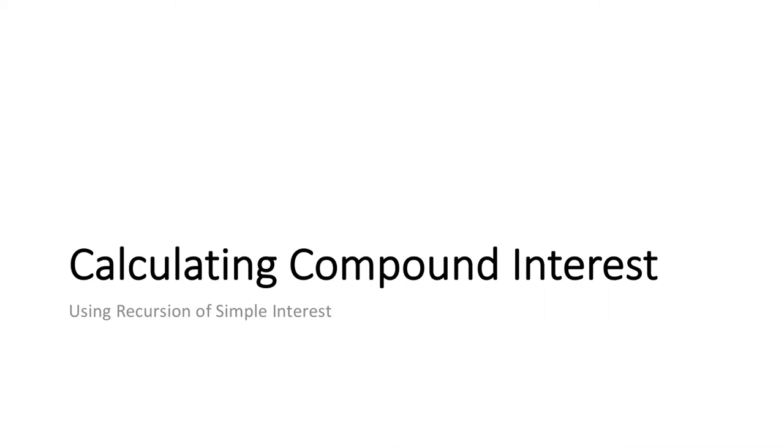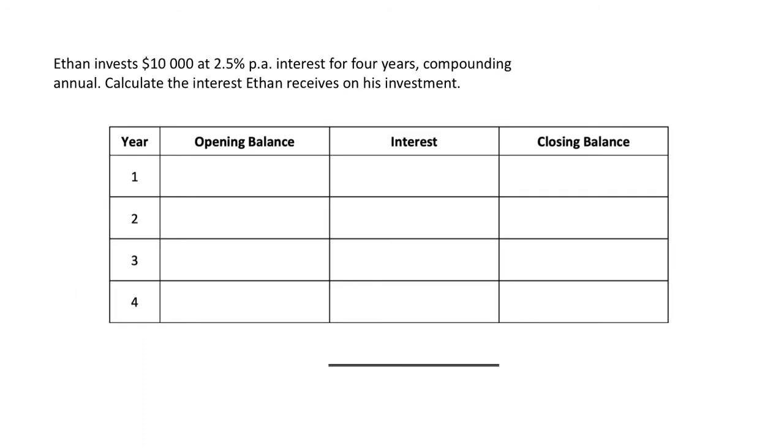This video is going to have a look at calculating compound interest using a recursion of simple interest, or putting it a different way, a series of simple interest calculations. So in this example, we have Ethan, who is investing $10,000 at 2.5% per annum, for a total of 4 years, compounding annually.